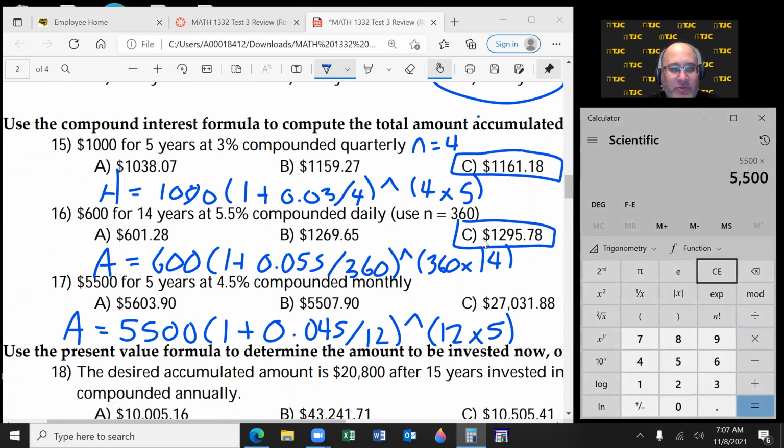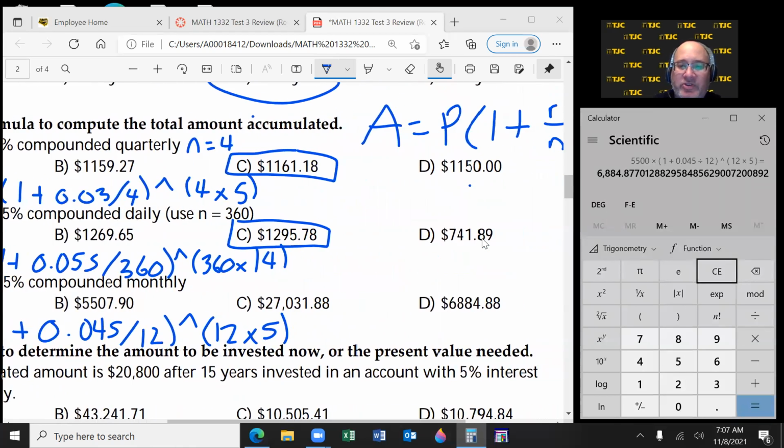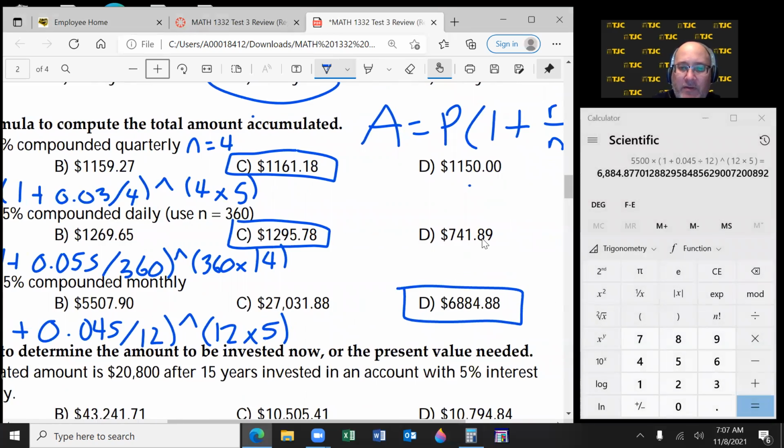5,500 times open parentheses 1 plus 0.045 divided by 12, close parentheses, exponent, open parentheses, 12 times 5, close parentheses, equals, to the nearest dollar, $6,884.87, which is D. All right, so those weren't too bad.